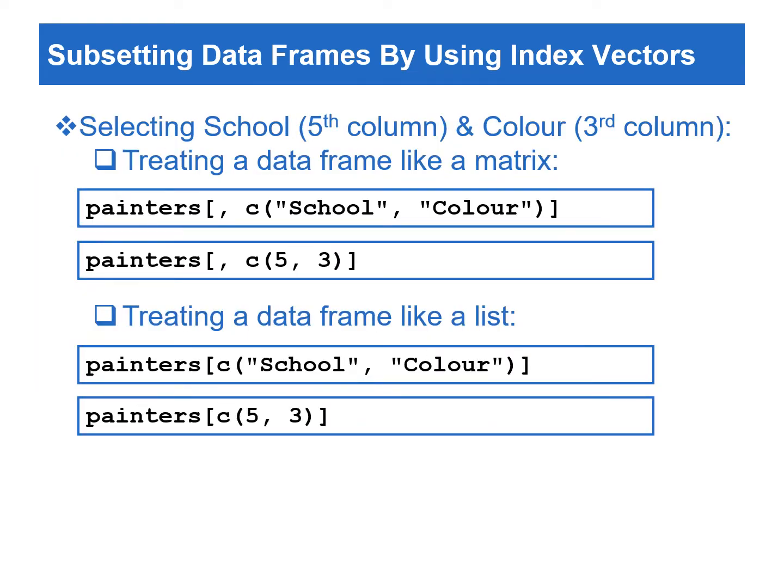A data frame shares the common properties of a matrix and a list. Therefore, we can use the methods of selecting elements from a matrix or a list to select columns from a data frame. For example, the school variable is the 5th variable, and color is the 3rd variable in Painters. The first two commands treat the data frame like a matrix, by placing the index vector at the second position within the square brackets. The last two commands select variables by treating the data frame like a list. These 4 statements are equivalent.